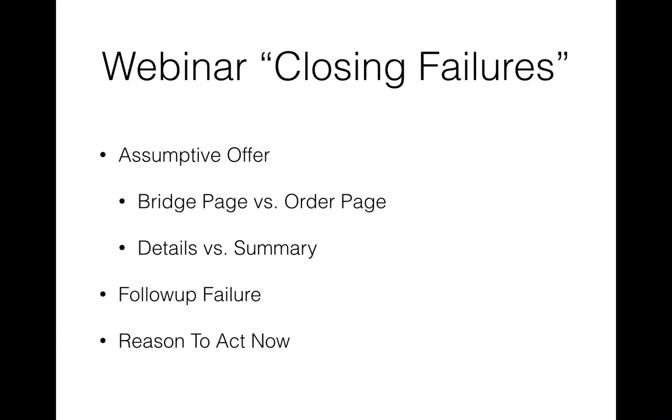I talked about this actually in part 2 of our training, but detailed versus summary. You should actually have a detail of everything people get one by one. First you get this item, and then this item, and then this item, and this item. And then at the end, you should also have a summary of all the items. You can also do a bridge page rather than an order page. It kind of does the same thing.